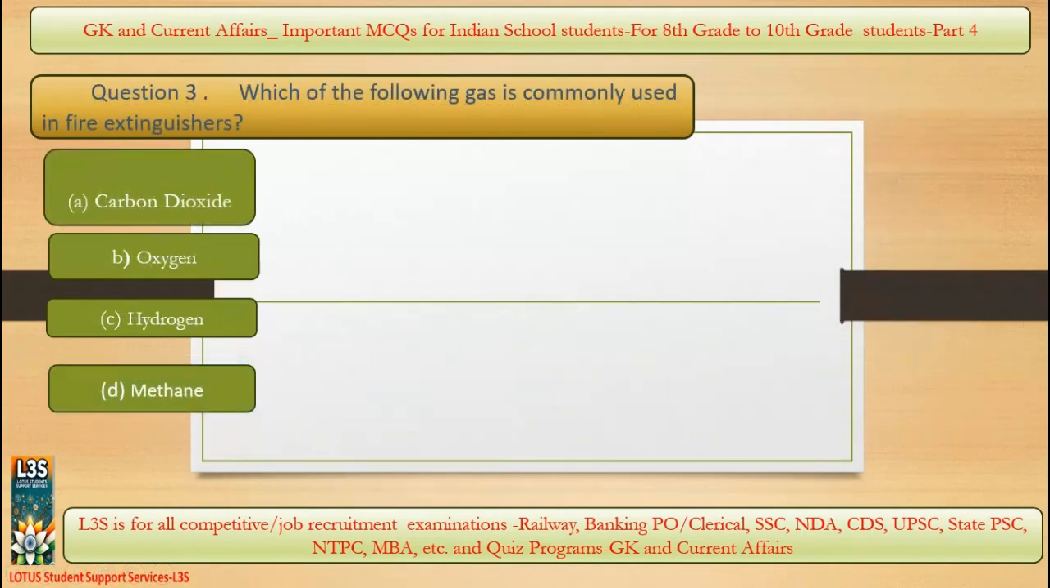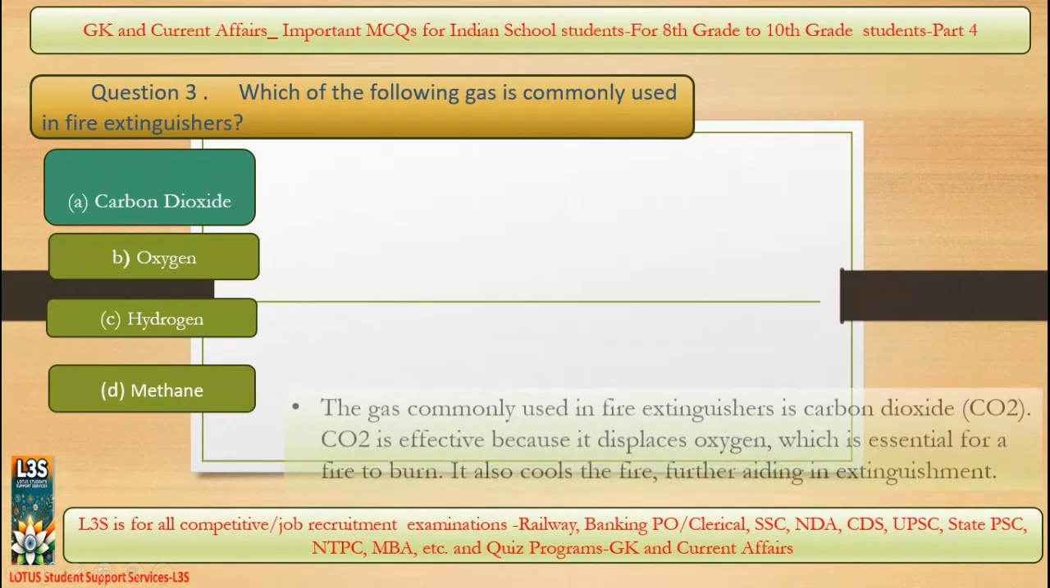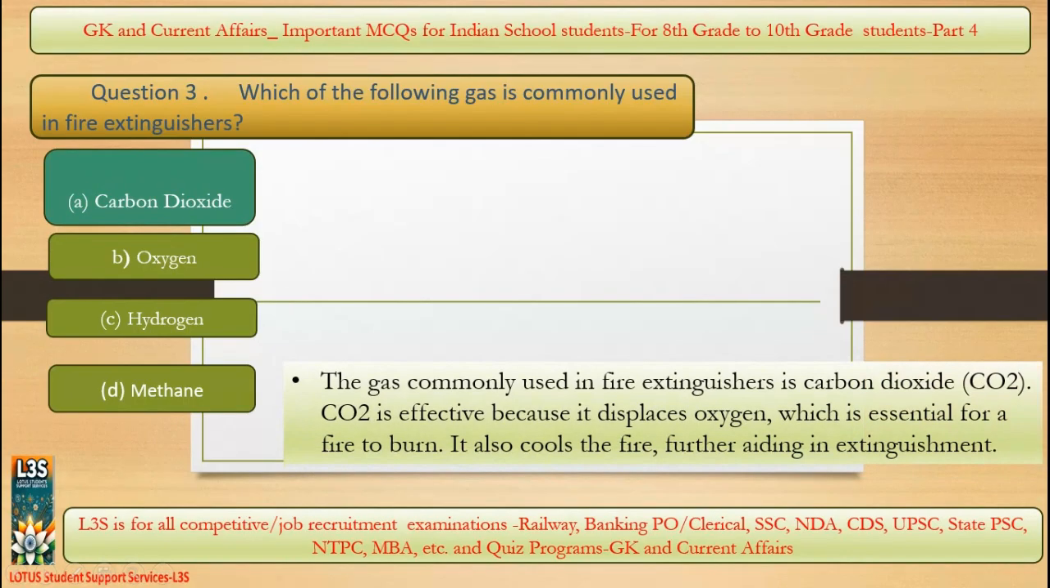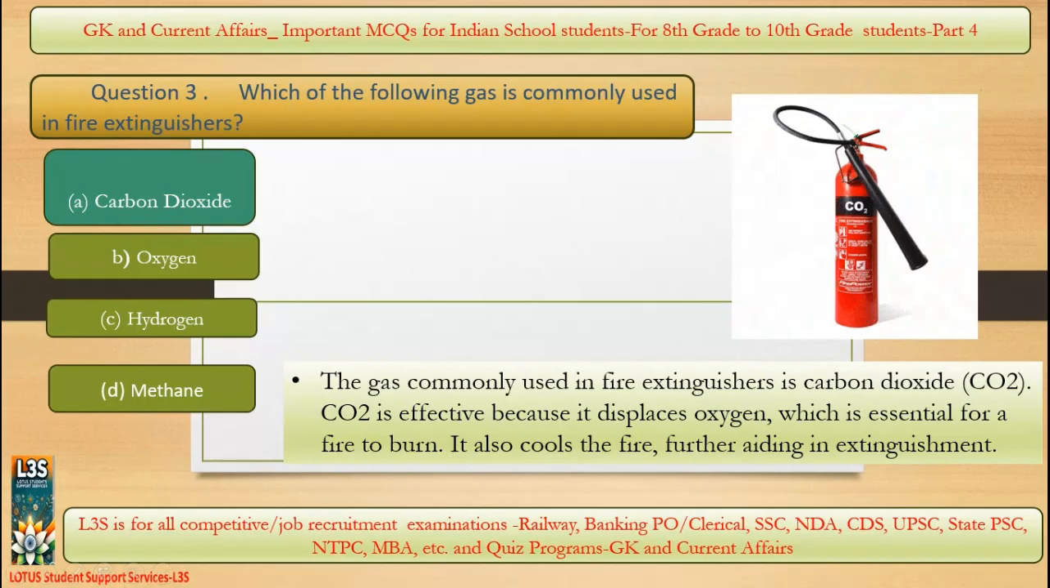Which of the following gas is commonly used in fire extinguisher? It is carbon dioxide. The gas commonly used in fire extinguisher is carbon dioxide, CO2, and it is effective because it displaces oxygen, which is essential for a fire to burn. It also cools the fire, further aiding in extinguishment. Other materials also used in fire extinguishers are water, dry powder, etc.